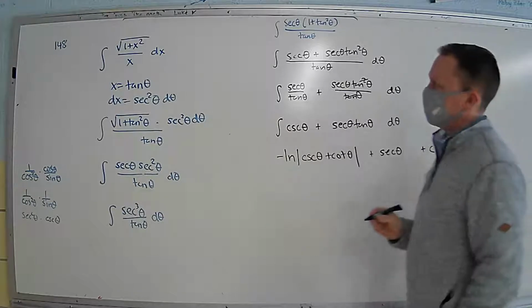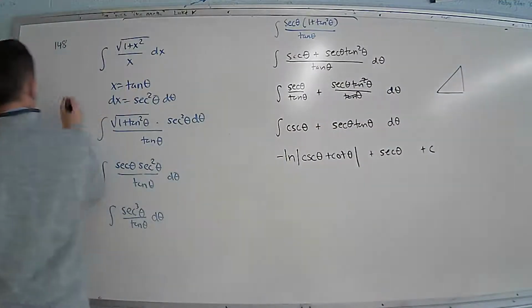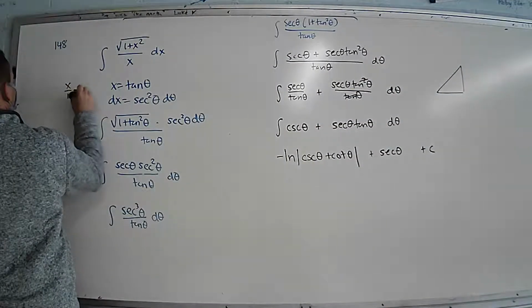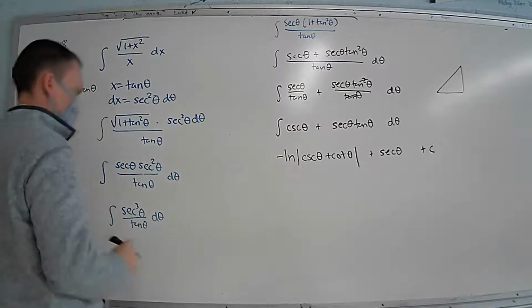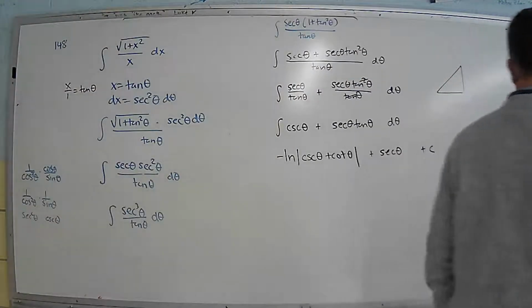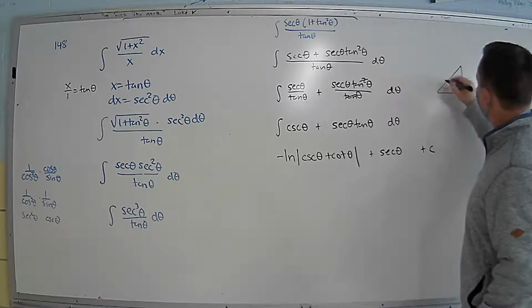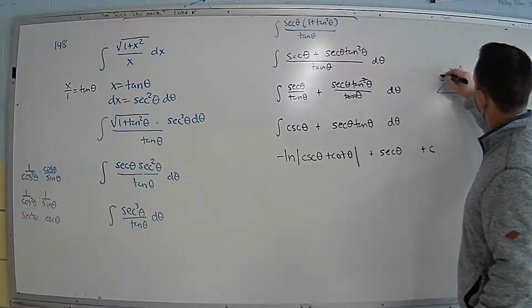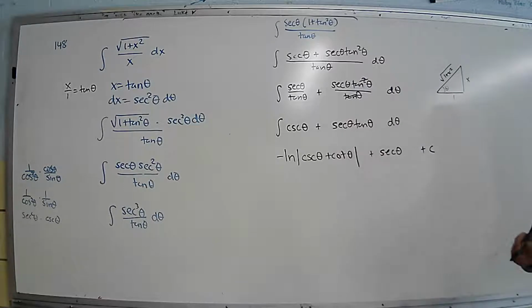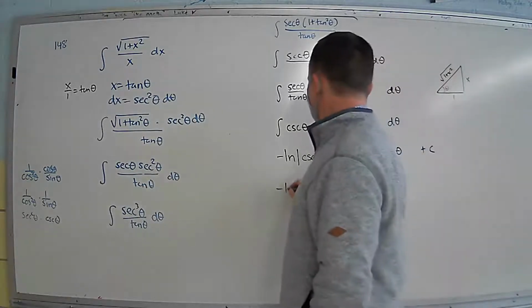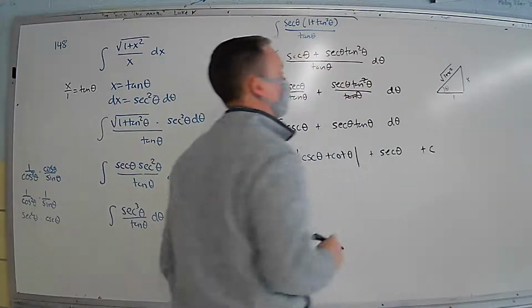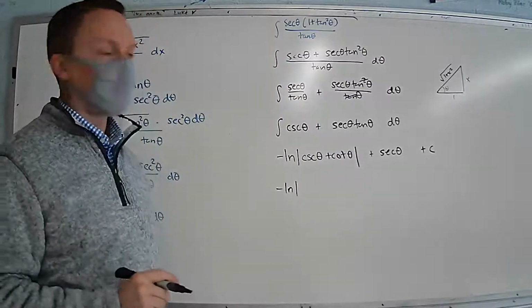Okay, so x equals tangent theta, right? So that means x over 1 equals tangent theta. So here's theta. Hello, theta. x over 1, square root of 1 plus x squared. Okay, so negative natural log of cosecant. What's the cosecant?